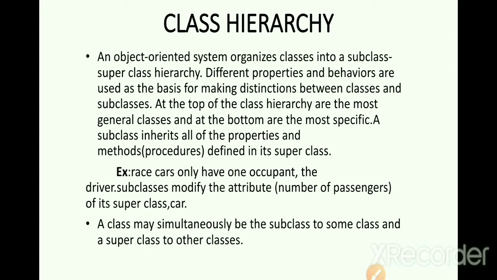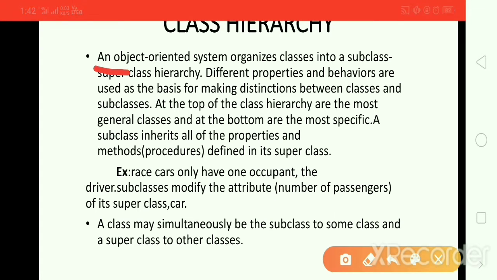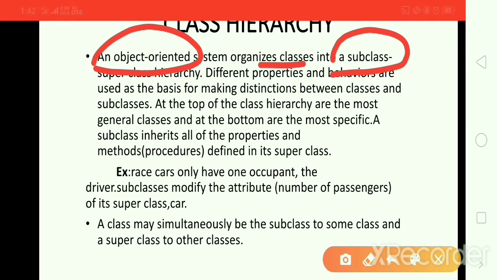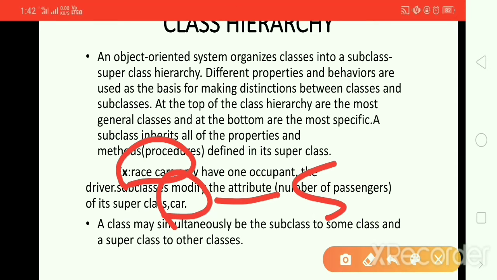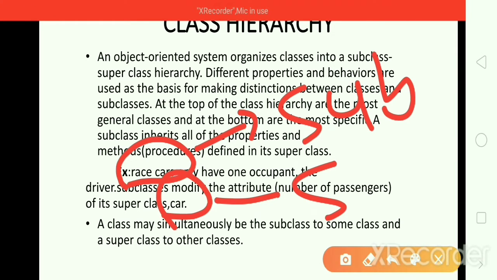Class hierarchy. An object-oriented system organizes classes into subclass, superclass hierarchy. For example, race cars and normal cars. This is the superclass, and race car is a subclass. Consider it.